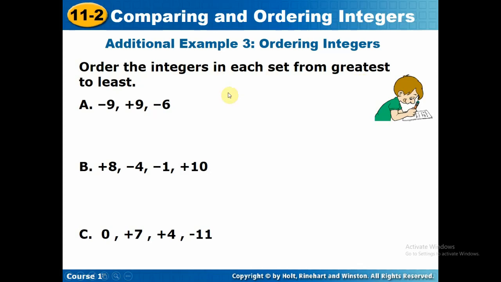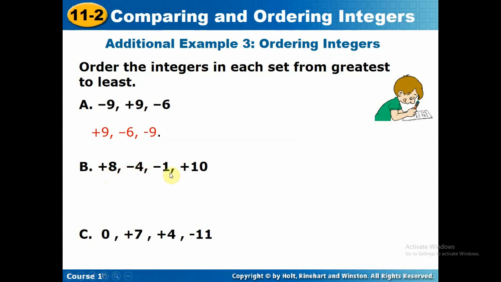Order from greatest to least. We start by the greatest numbers, the positive numbers firstly. Positive number is the greatest number, and after that we have two negative numbers. As we said, the smallest represents the greatest integer, then negative 6 is greater than negative 9. For that, the order will be positive 9, negative 6, and then negative 9.